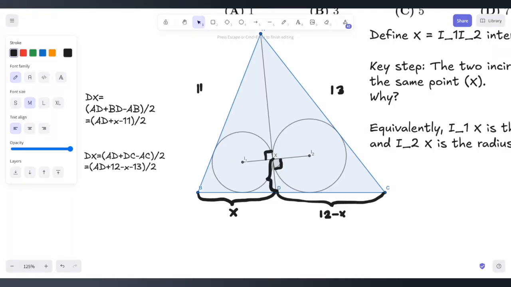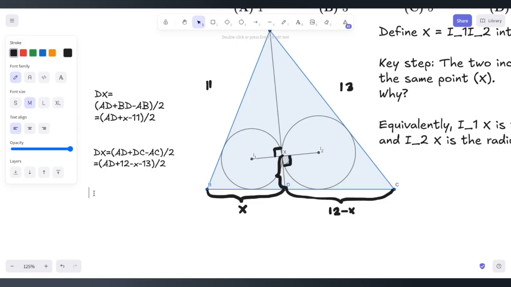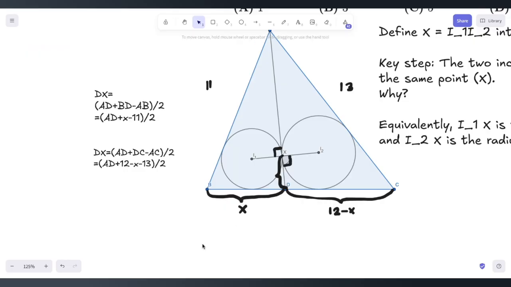Now, from here, we are going to set them equal to each other. Right now, we're just canceling out these 2's, so we have x minus 11 equals 12 minus x minus 13. Then we have 2x equals 12 minus 13 plus 11. x equals 5, and that is our answer.